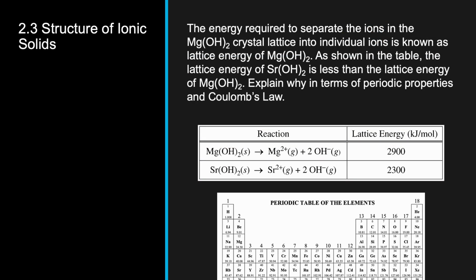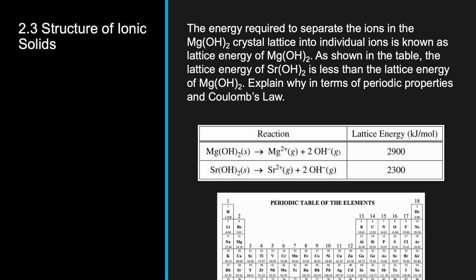All right, so let's do another practice problem. The energy required to separate the ions in magnesium hydroxide into individual ions is known as the lattice energy of magnesium hydroxide. As shown in the table, the lattice energy of strontium hydroxide is less than the lattice energy of magnesium hydroxide. Explain why in terms of periodic properties and Coulomb's law.